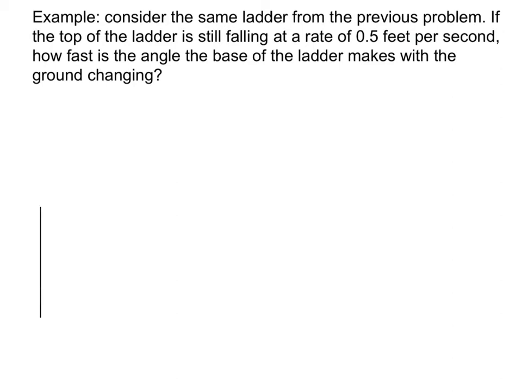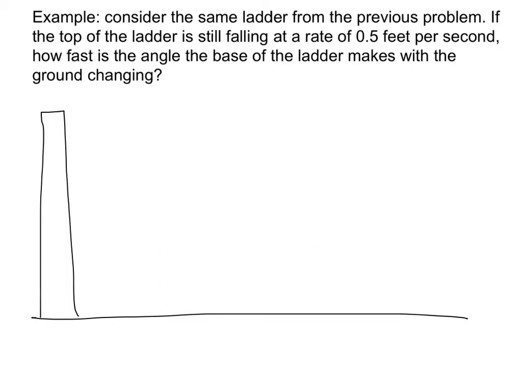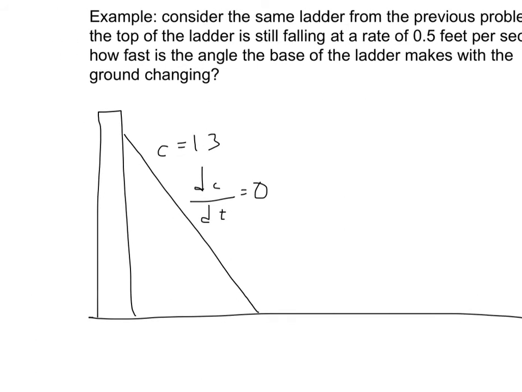So we can still set this thing up. I've still got my building. It's a skinnier building now. I still have a ladder leaning against the building. c is still 13. dC/dt is still 0. Over on this side, we still have dB/dt coming in at negative 0.5. In some sense, we still know that b is 12, right? Down here on the bottom, we still know that a is 5.